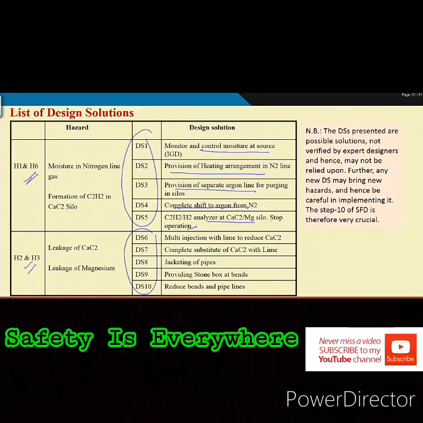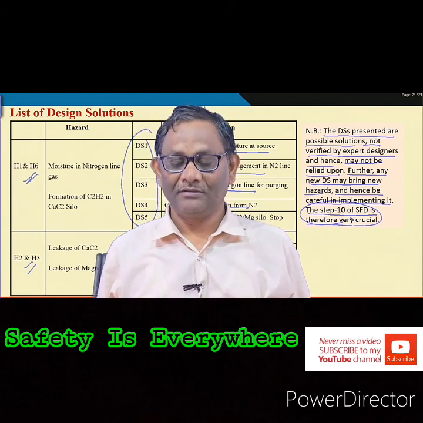So that is why I have written here that the design solutions presented are possible solutions not verified by an expert designer and hence may not be relied upon. Further, any new design solution may bring new hazards and hence be careful in implementing it. The step 10 of SFD is therefore very crucial.